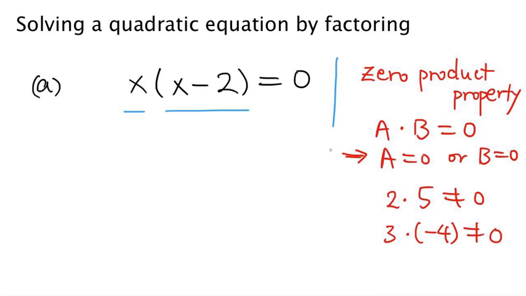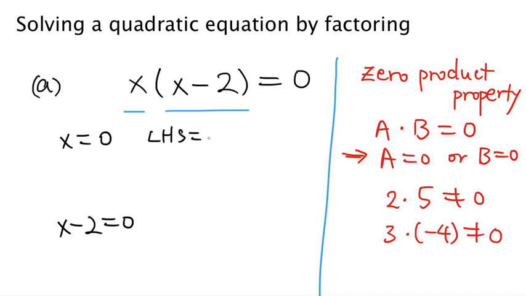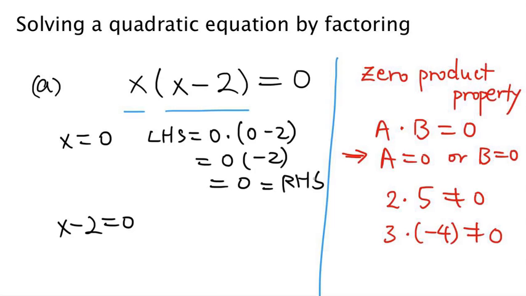So if you apply this zero product property to this problem, then we can say that either x equals 0 or x minus 2 equals 0. So if x equals 0, see, the left-hand side is 0 times 0 minus 2, which is 0 times negative 2, which is 0. And that is the right-hand side. So this is a solution.